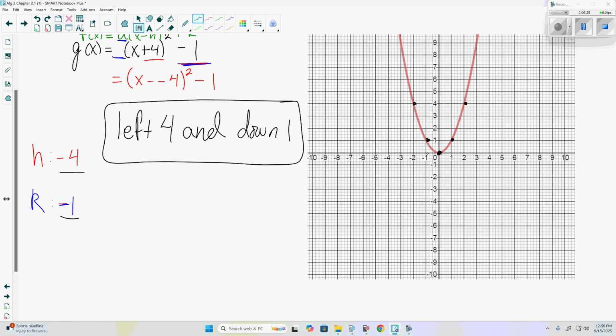So at (0, 0), we go left 2, 3, 4 and down 1. This here would be our new point. From (-1, 1), we'd go left 1, 2, 3, 4 and down 1. From (1, 1), we'd go 1, 2, 3, 4 and down 1. From this point here, (2, 4), we'd go left 1, 2, 3, 4 and down 1. Same with our last one, 1, 2, 3, 4. And this here would be our new graph. We moved everything left 4 and down 1.